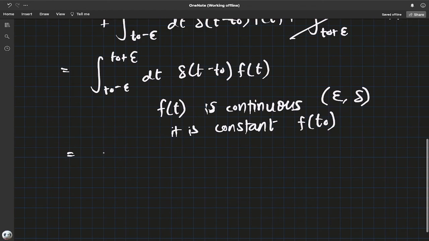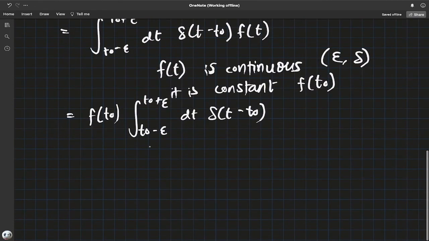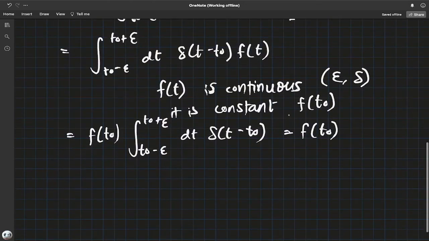So using that and the continuity of f of t, we can directly pull it out of this integral. So you get f of t naught, because it's a constant, times the integral of dt delta(t minus t naught), and since this is 1, that's just the definition of the Dirac delta, you just get f of t naught. So this is a rough way of proving it.